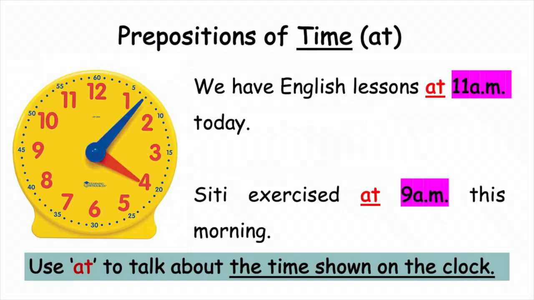Finally, we look at the preposition of time, at. We use at to talk about time shown on the clock. We have English lessons at 11 a.m. today. City exercised at 9 a.m. this morning. So we use at to talk about the time shown on the clock.